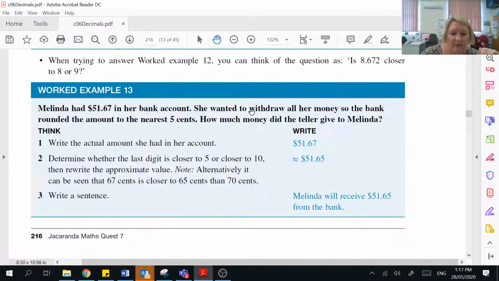Melinda's gone crazy. Melinda had $51.67 in her bank account and she wanted to withdraw all her money, so the bank rounded the amount to the nearest 5 cents. How much money did they physically hand to Melinda?